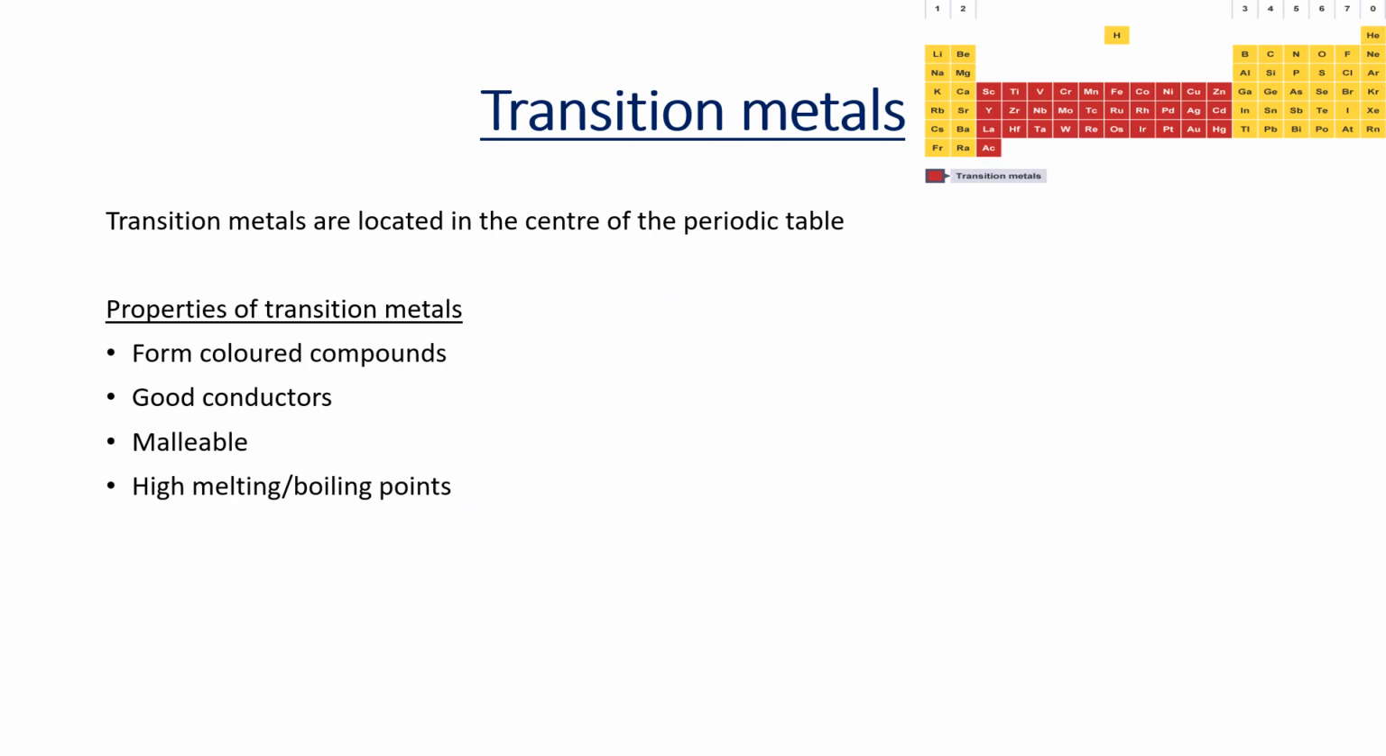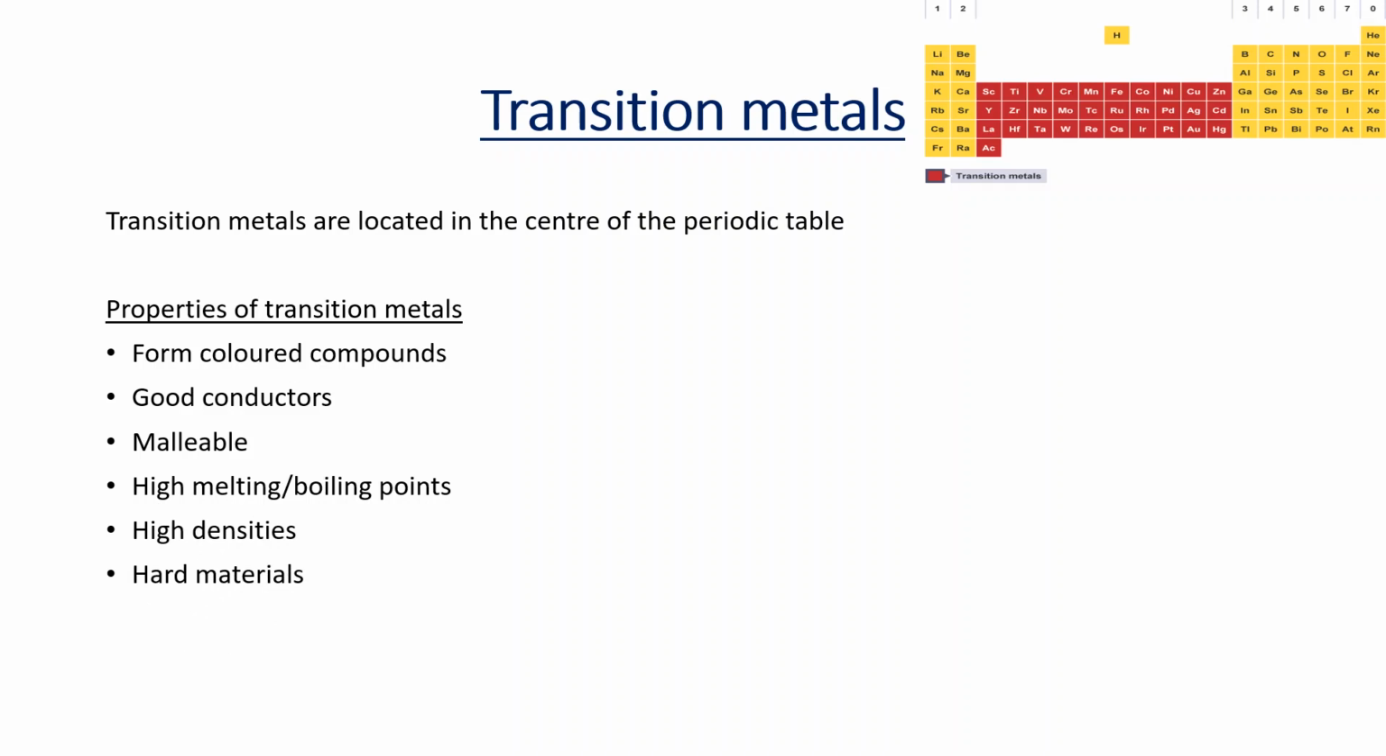They have high melting and boiling points. All transition metals, other than one, so there is an exception, have this property. Mercury, with the chemical symbol Hg, is actually a liquid at room temperature, therefore a low melting point and a lower boiling point. They have high densities and they are generally hard materials.